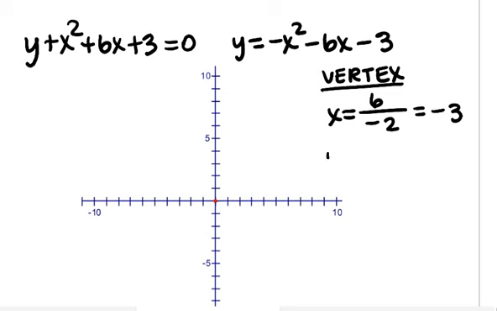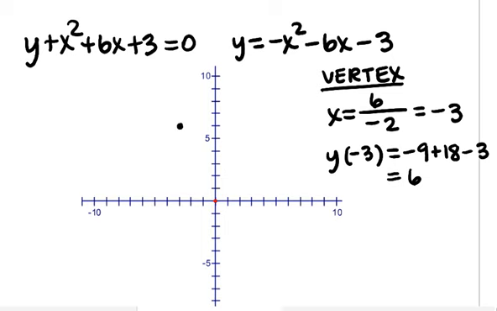And then the y-coordinate that goes with negative 3, y of negative 3, is going to be negative of negative 3 squared, so that's negative 9. Minus 6x is plus 18, minus 3. So 18 minus 12 is 6. So the vertex is at negative 3 and 6. Negative 3, here's 6. I'm plotting the vertex.